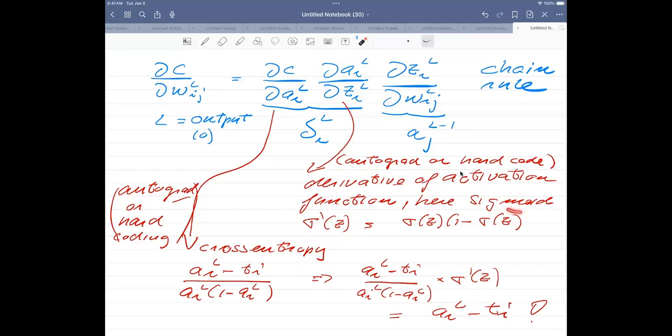And if you use the sigmoid, this has a very simple mathematical form. So one thing you will notice is that when you use autograd, that can be slower than hard coding the activation functions and the cost function.